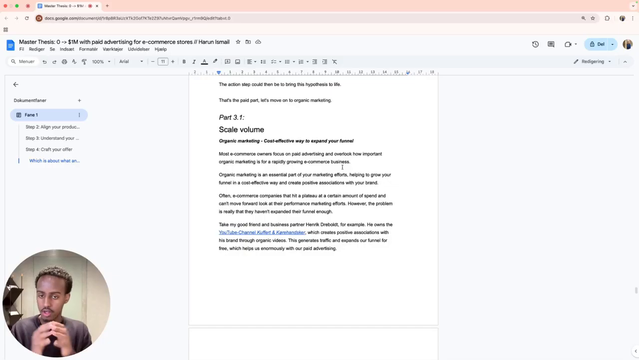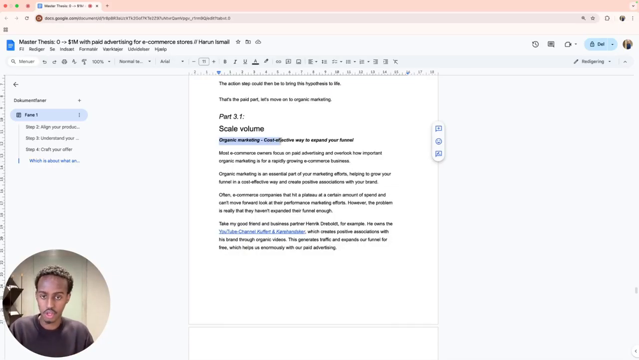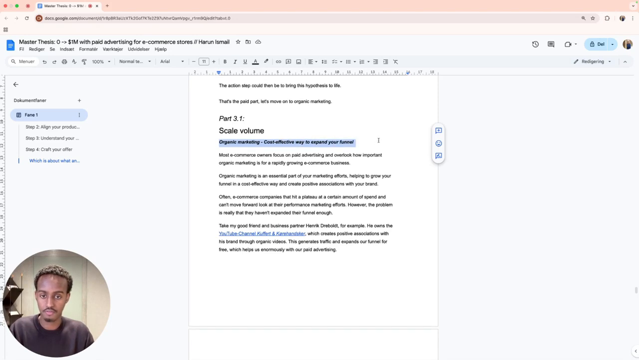Organic marketing is often the missing piece in the puzzle for most brands that want to scale their paid advertising efforts. Everybody is looking in their ad account nowadays, which I understand as a marketer myself, but organic marketing is essential if you want to build a cost-efficient way where you can expand your funnel. So without further ado, let's get going with organic marketing. Under scaling volume, we are going to talk about organic marketing, which is a cost-efficient way to expand your funnel.